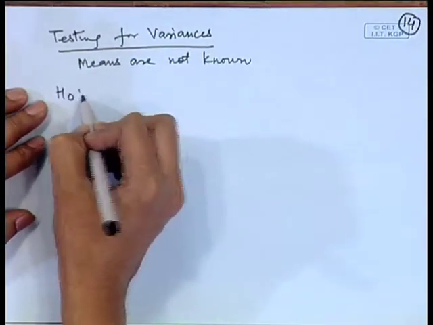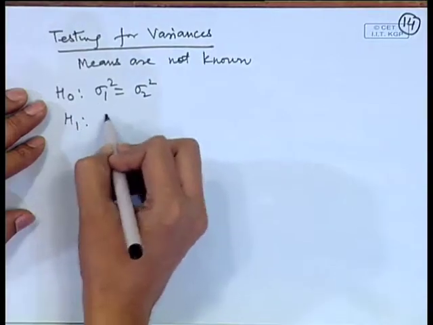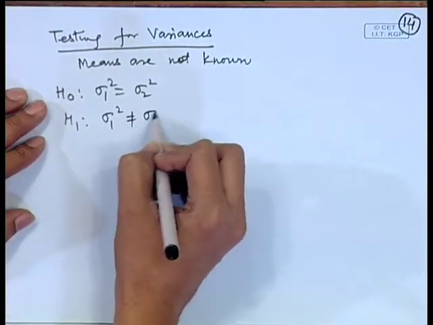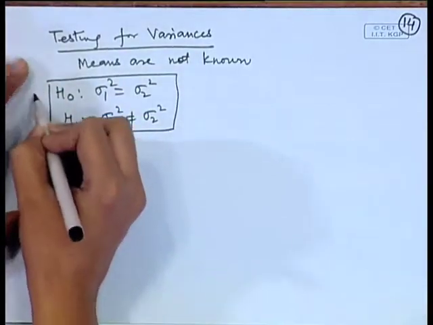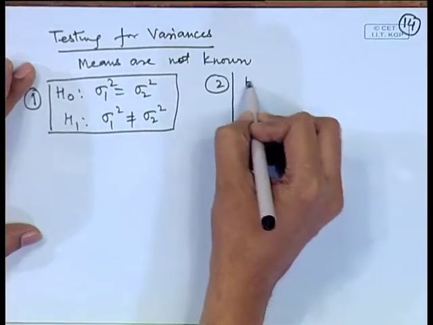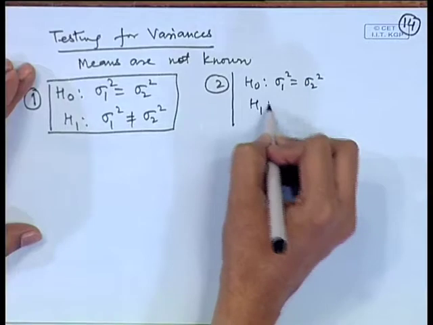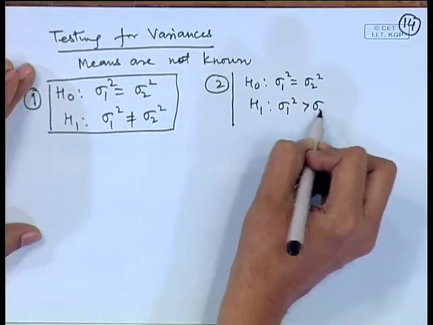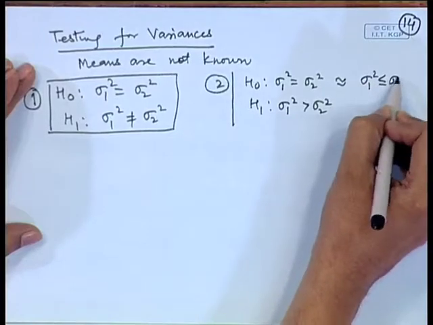So, we have H naught: sigma 1 square is equal to sigma 2 square against, say, H 1: sigma 1 square is not equal to sigma 2 square. Once again, let me call this hypothesis testing problem 1. Another problem would be where you have sigma 1 square is equal to sigma 2 square against sigma 1 square greater than sigma 2 square, and once again this H naught is equivalent to sigma 1 square less than or equal to sigma 2 square.